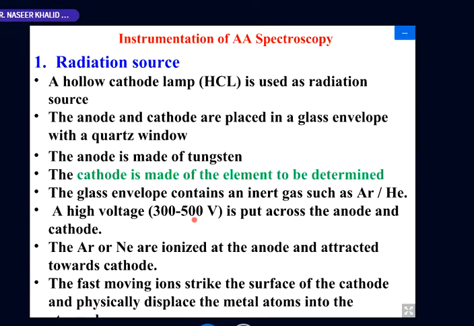High voltage and low pressure, these gases are ionized at the anode. When they are being ionized, they are converting into positively charged particles. And when they are positively charged particles, they are attracted towards the cathode. Because high potential is there, they will be moving with very high speed.